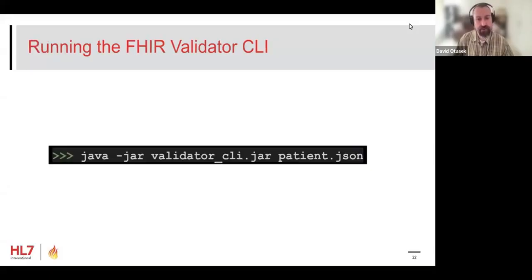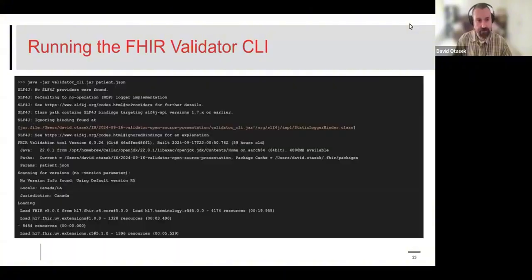Once you've downloaded the jar file, you run it with Java. In the simplest case, you'll have a file containing your resource in an appropriate format, and you just enter it as the first command line argument. In this case, we're using my example patient JSON taken from earlier. So running from left to right in this string, we're running Java. We're using the -jar parameter to tell it to run the validator CLI jar file that we downloaded, and we're giving it our patient.json file that contains our resource.